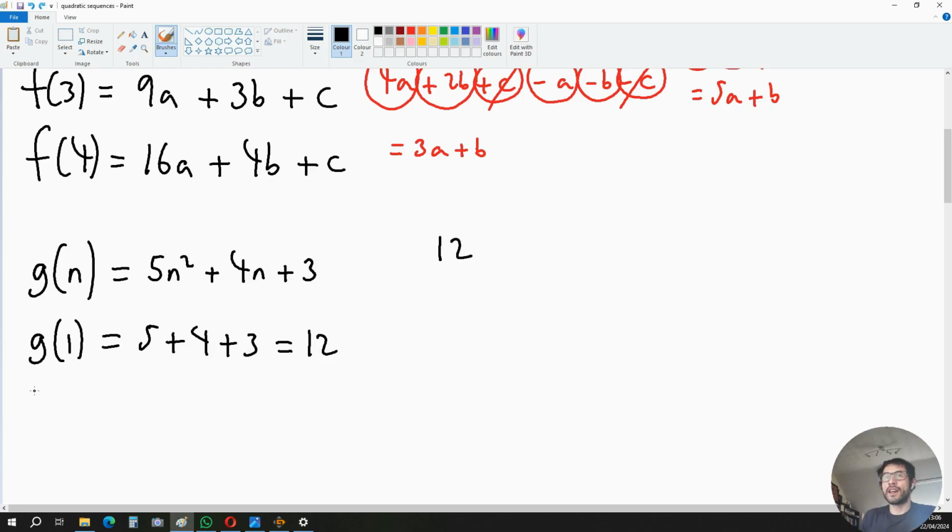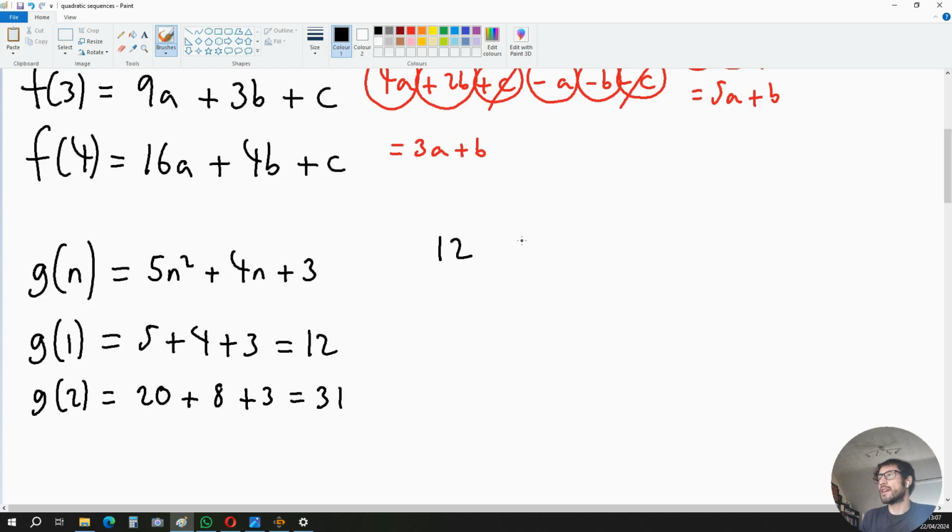The second term of the sequence is going to be 5 times 4, which is 20, plus, that's going to be 2 there, so we get 8 plus 3. Okay, so we get 20 plus 8 plus 3, that is 31.